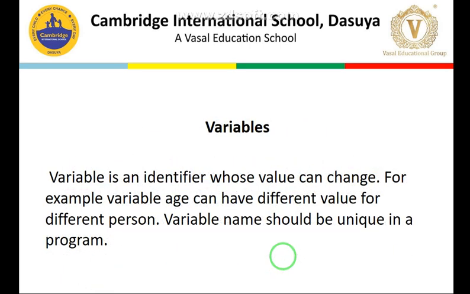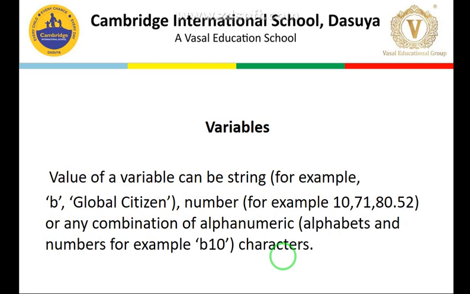Moving next, the important term that is used in programming is variable. What is a variable? So students, a variable is an identifier whose values can change. For example, a variable can have a different value for different persons. A variable name should be unique in the program. An example will clarify a bit more.